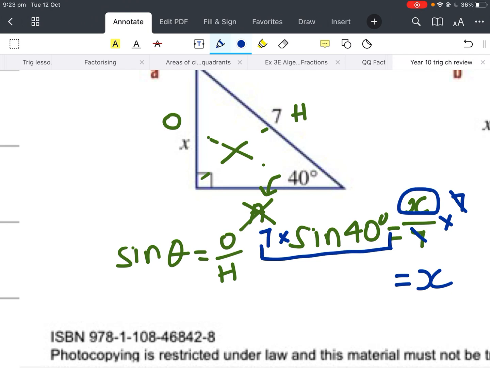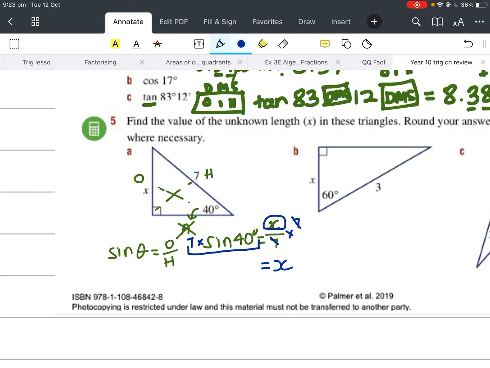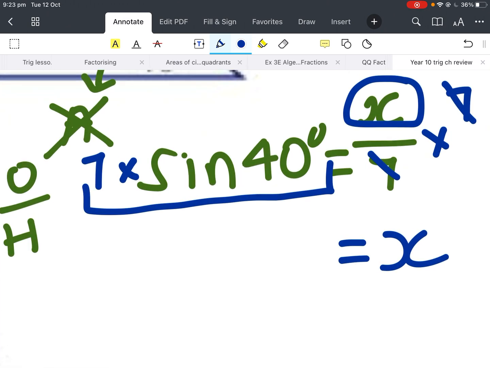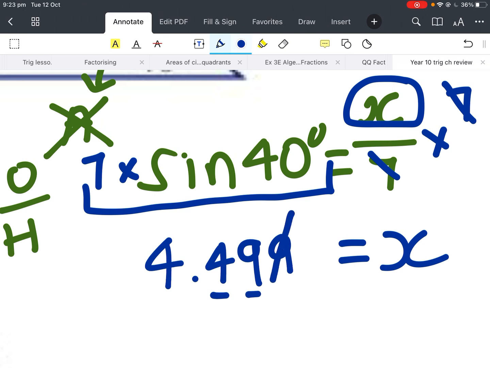7 times sin 40, and our lovely calculator does all the work for us. So X, round to 2 decimal places, is, mine says 4.499. 4.499. So 2 decimal places, getting rid of the 9.